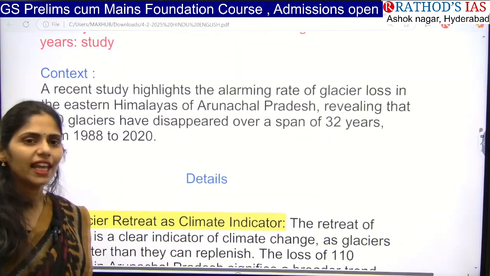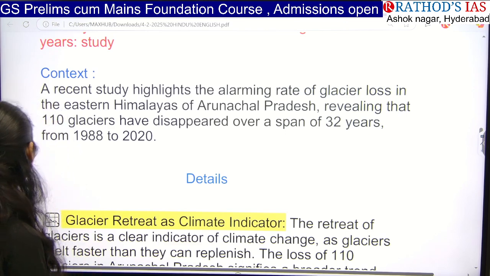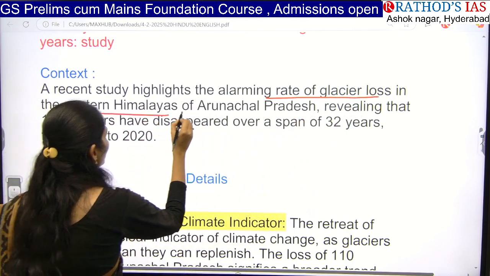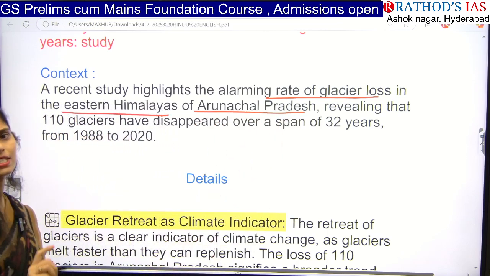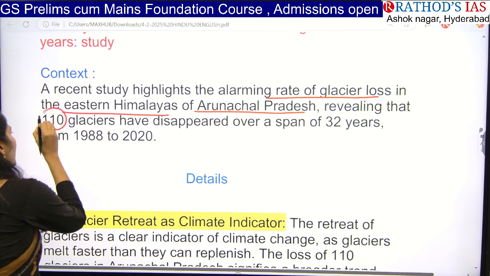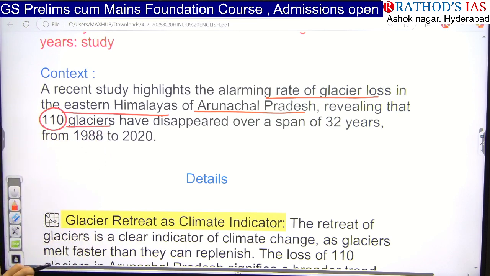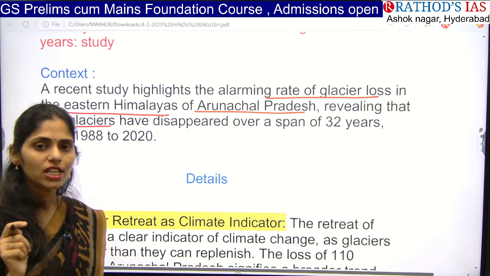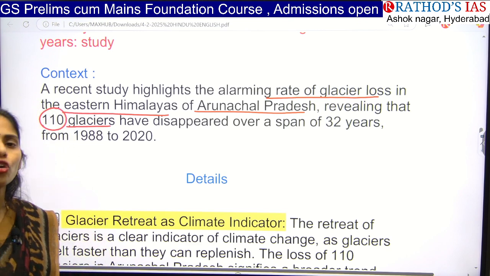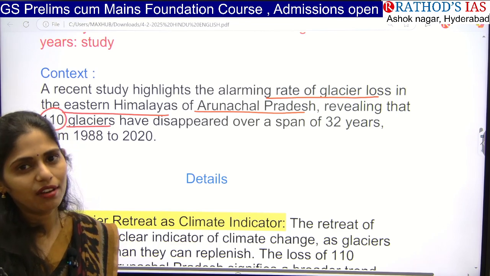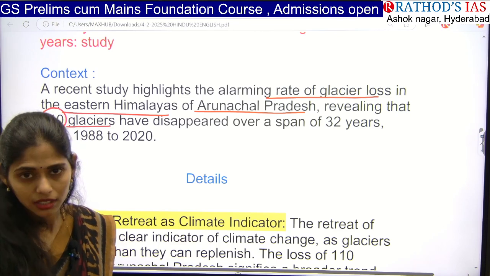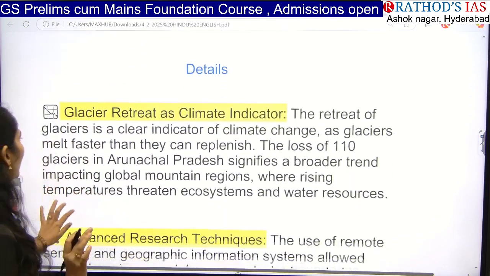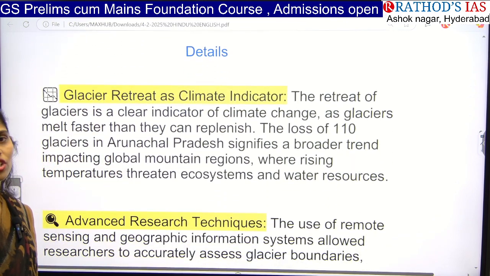A recent study highlights that there is an increasing rate of glacier loss. This glacier loss is happening in the eastern Himalayas of Arunachal Pradesh, and it reveals that around 110 glaciers have disappeared within a span of 32 years. You have to open the Arunachal Pradesh map and see which areas' glaciers have disappeared. Okay, and among the important facts, it says that glacier retreat is a climate change indicator.